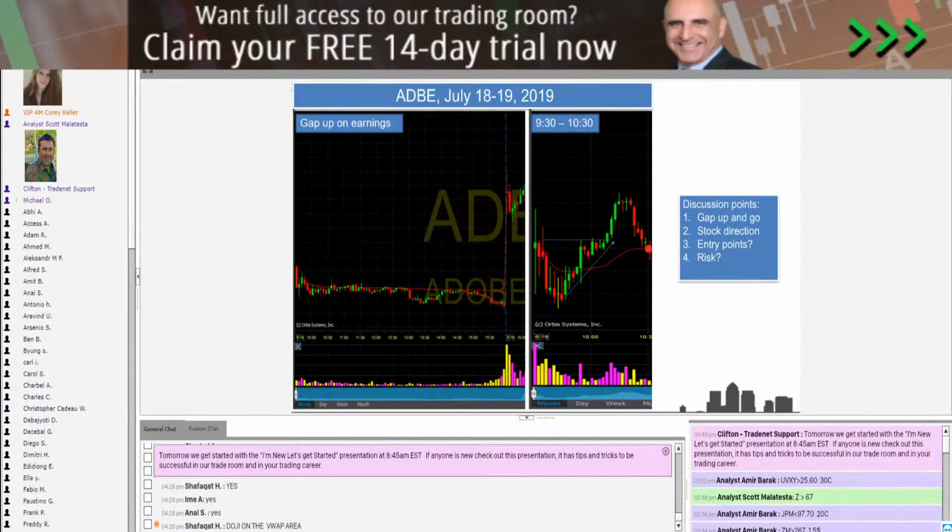So is it still a gap up and go? If I'm looking at the chart, it's still a gap up. Is it a go? We'll have to wait for more. Stock direction: if it breaks under the VWAP, and of course if it breaks under the lows of the day, the stock direction is obviously not higher anymore.